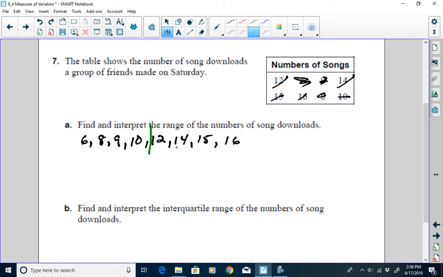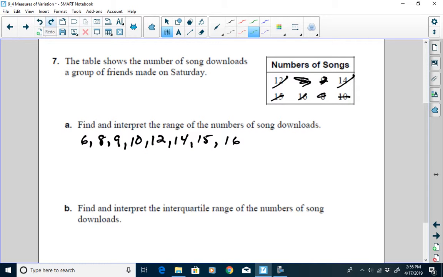There's 4 and 4. To find the median, I need the middle of the two middle numbers. I add 10 and 12, that's 22. I divide that by 2, that's going to give me 11 for the median. Now it's not asking us for the median, right? So let me undo that because it is asking for the range first. So let's do that first.